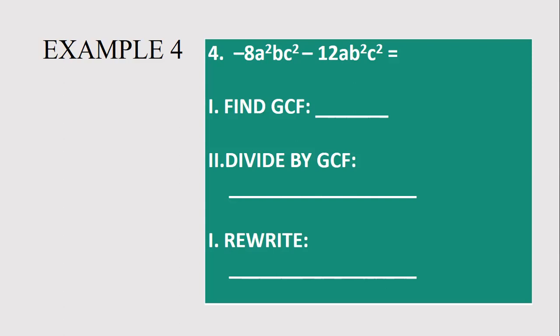What's my GCF, peeps? ABC. There we go. Okay. So I'm dividing this by -4 ABC squared, dividing this by -4 ABC squared. A negative divided by a negative is a positive.